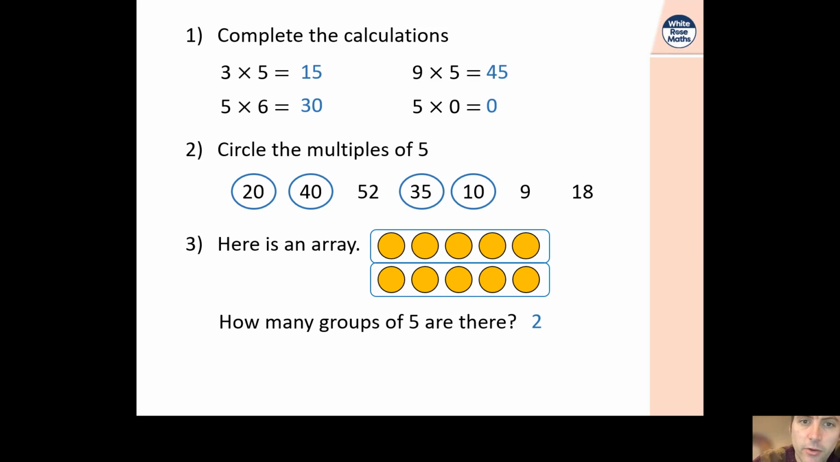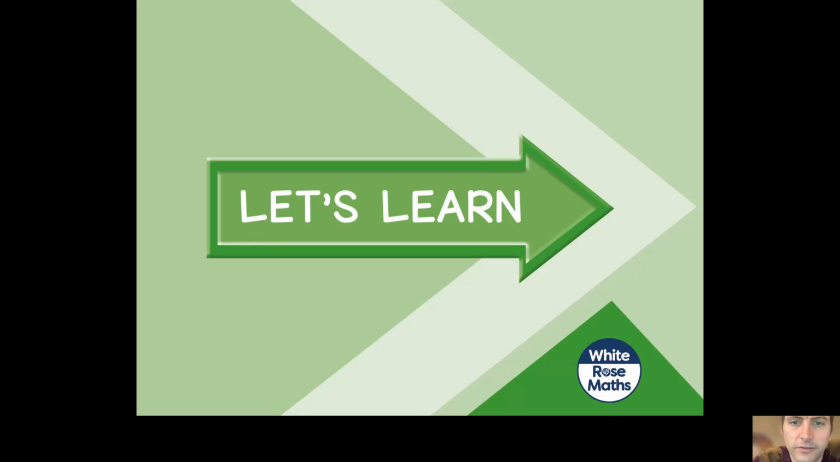For our array question, when we circled or looped round our groups of 5, we've got 2 groups of 5 there. Now we're going to develop our skills as we work through some more work, and we'll develop our skills about how we divide by 5 a little bit more.